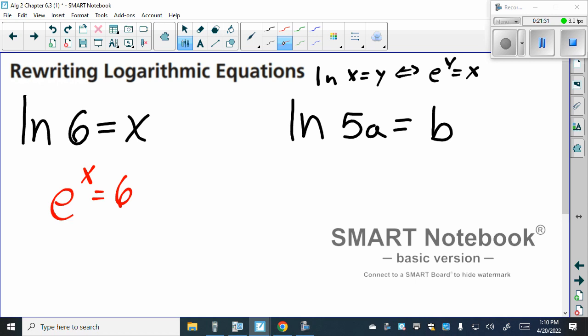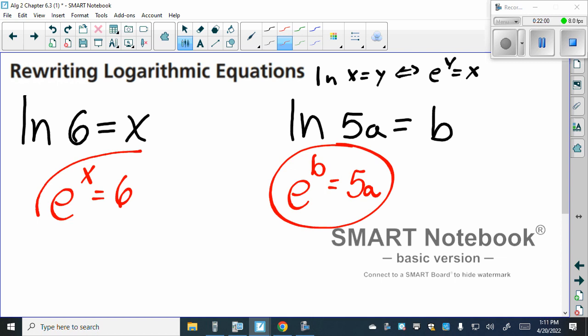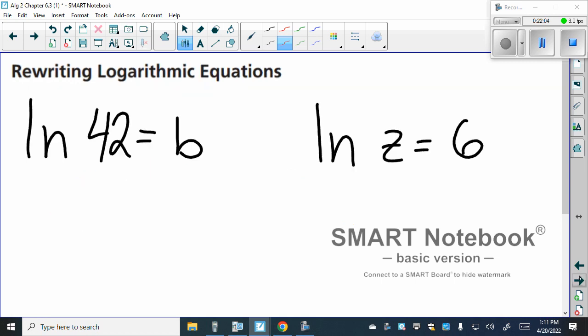So how about the natural log of 5a equals b would be what? E to the b is equal to 5a. Yes. Any questions on any of this here? Yeah, because we're just rewriting it in an exponential form. Let's look at the next two.